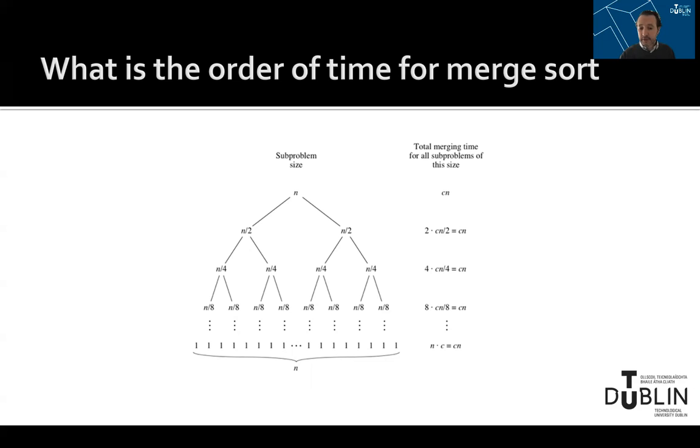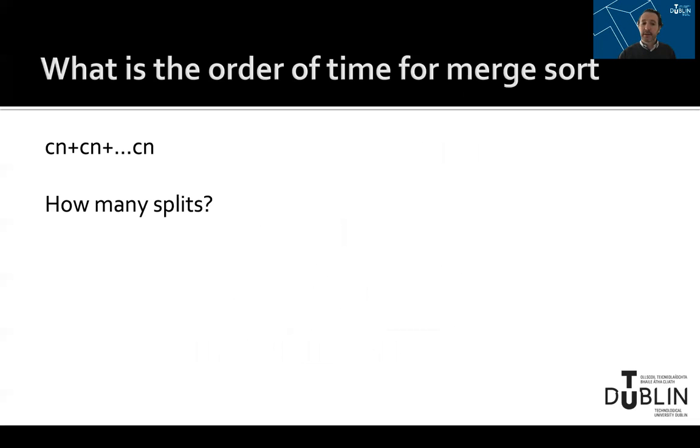So each of these is an operation. So we have Cn, Cn, Cn, Cn. How many of them? It's Cn plus Cn all the way up. How many splits do we have? It's log n. So here is our first example of n log n, which is much faster than n squared. So this is a better algorithm than both the bubble sort and the selection sort.